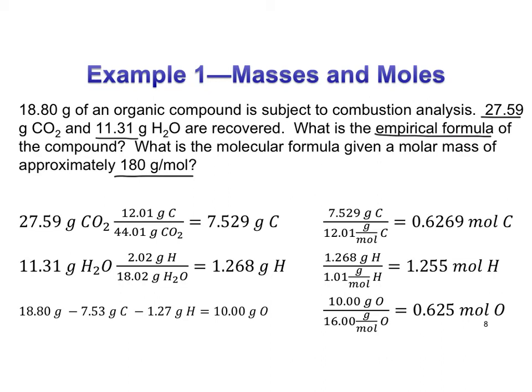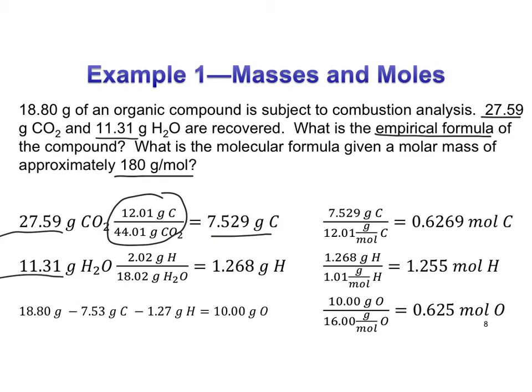First, determine the masses of carbon and hydrogen by using the mass ratios. After that, determine if there is any oxygen by subtracting the masses of carbon and hydrogen from the mass of the original sample. 27.59 grams of carbon dioxide multiplied by 12.01 grams carbon and divided by 44.01 grams carbon dioxide gives 7.529 grams carbon present in the original sample.